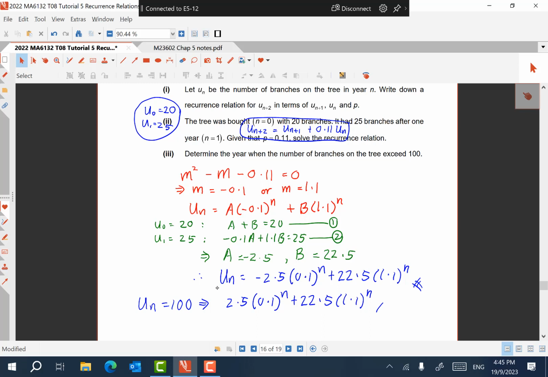Quiet again. Let's hear from Chenjet now. How would you solve this equation? Logarithm, is it? I think it won't work. Anybody want to suggest how you would solve this equation? In fact, it's not equal. It should be, you say, exceeds. It should really be more than 100.